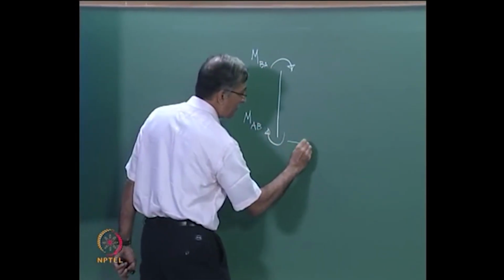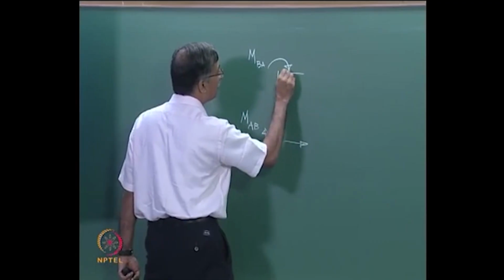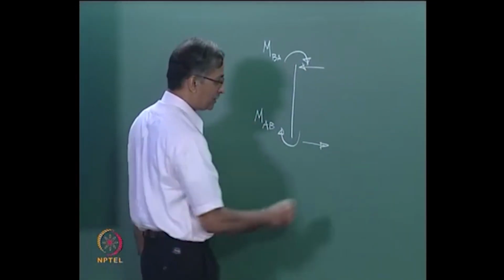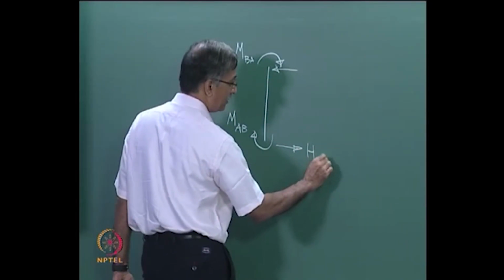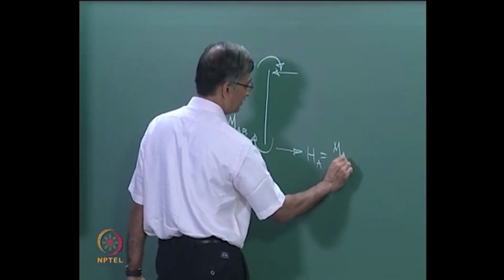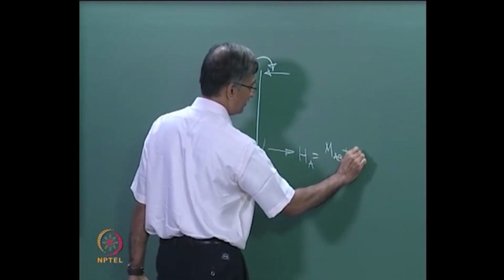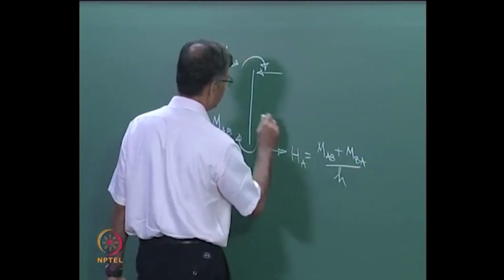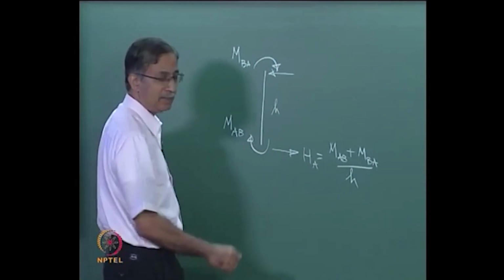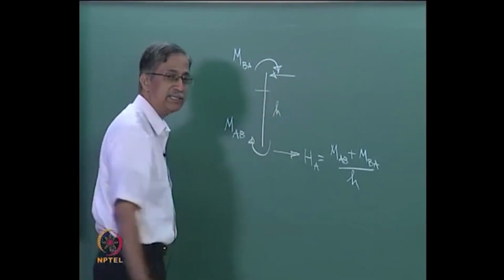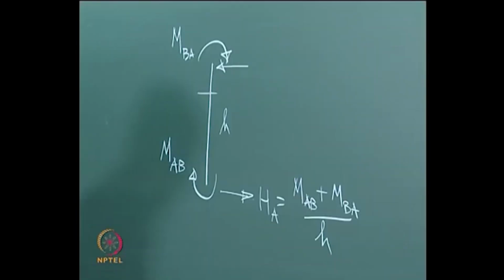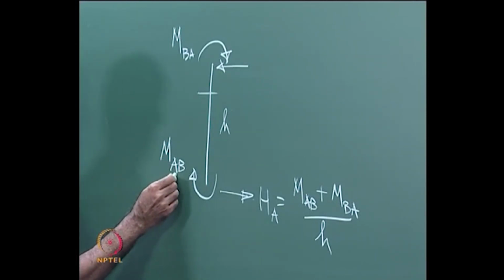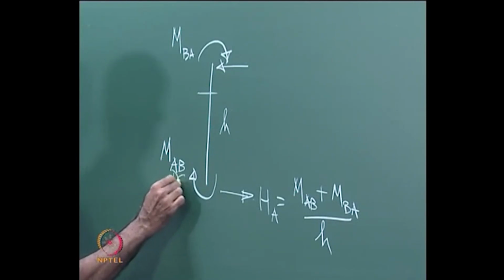So for equilibrium this will point this way and this will point this way. This is what we call HA, and this will be equal to this, and wherever you cut a section the shear force is constant. What happens if you have, instead of AB, you have DC and CD?